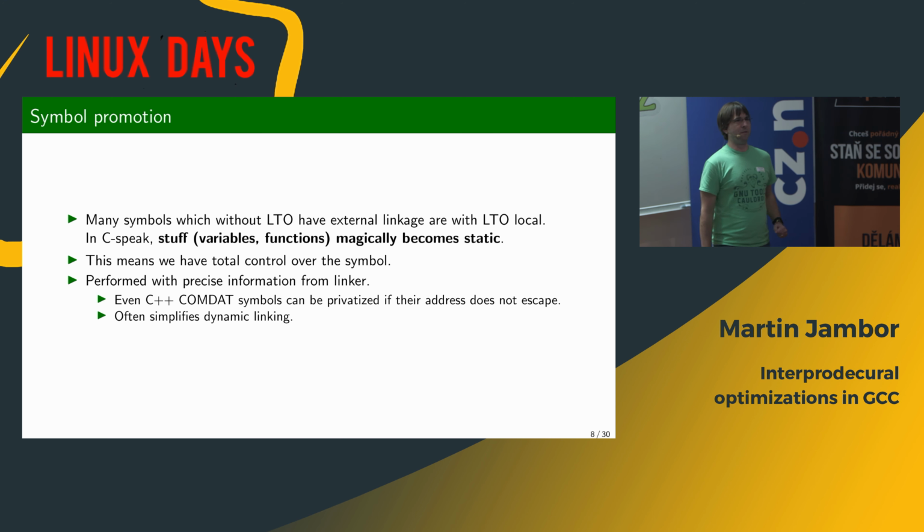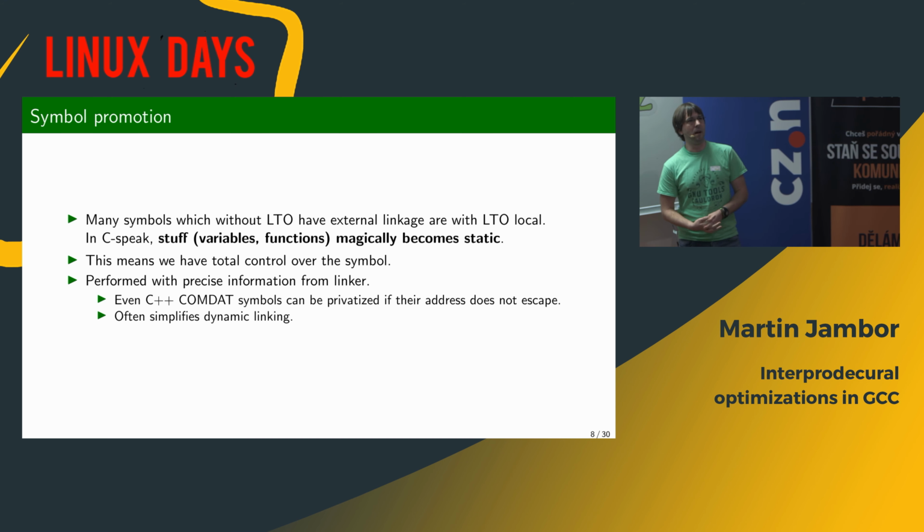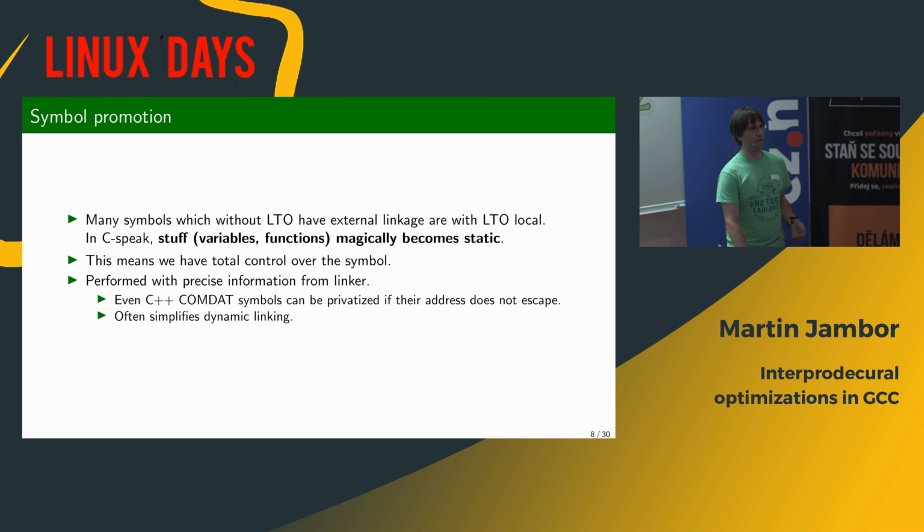And this is performed with exact information from the linker, even for C++ comdat symbols, if that's something that you ever had to worry about. These can also be privatized, which in turn can lead to things like speeding up of dynamic linking. When you dynamically link two DSO objects and each of them has their comdat symbol, this needs to be resolved at link time. But if they are privatized, much fewer relocations have to happen when you're doing the dynamic link, and this can speed up start of programs, loading of plugins, and so forth.